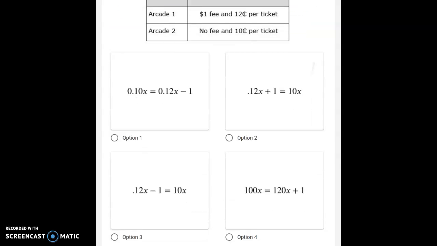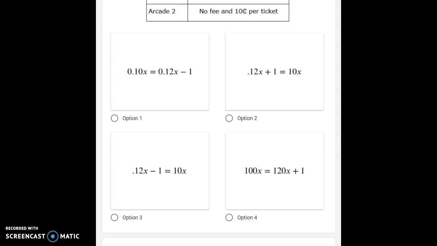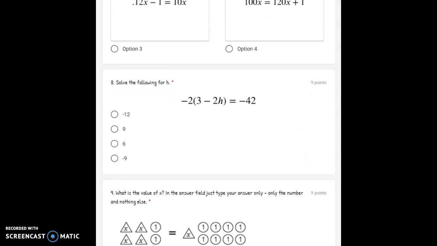Your option choices are option 1, 0.10x equals 0.12x minus 1. Option 2, 0.12x plus 1 equals 10x. Option 3, 0.12x minus 1 equals 10x. Option 4, 100x equals 120x plus 1.